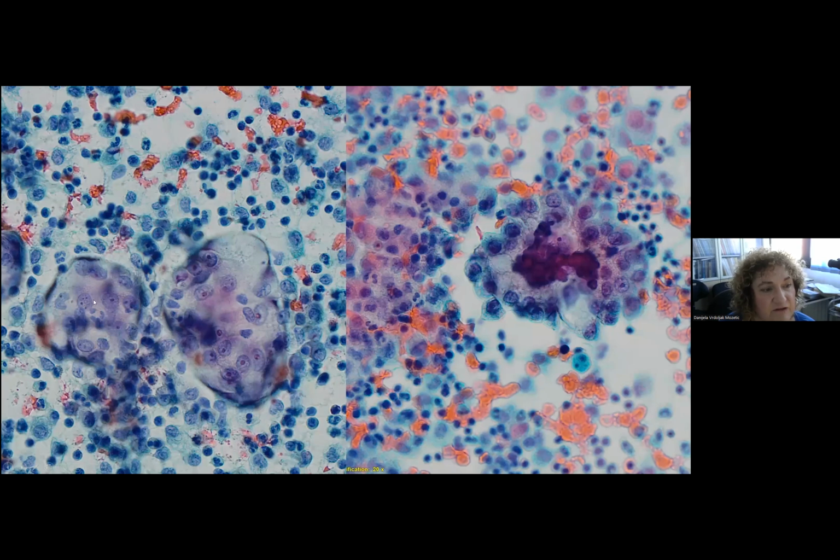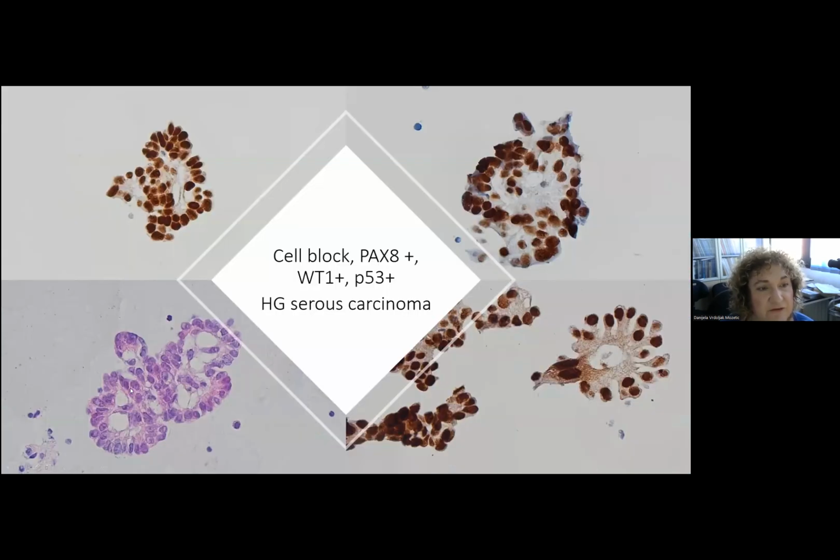So another example of malignant cells with the cherry red nuclei. This is typical for the serous cancer, psammoma bodies. And of course, we can always use cell block, especially on ascitic fluid, when we have to give our diagnosis before the operation. So you can see it here. This is PAX8 positive, WT1 positive, and this is hematoxylin-eosin, and this is p53 positive, which gives us the diagnosis of the high-grade serous carcinoma. This is a combination that we use routinely.